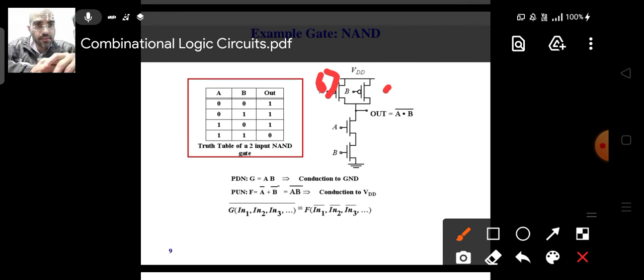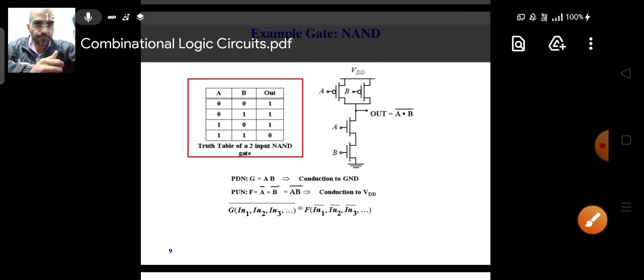But if you try to understand the logic, we know that whichever transistor gets input 0, that transistor will be on, and there will be a direct path from VDD to the output. So the output will get charged to 1. So easily you can realize that your circuit is now properly working as a NAND gate. This is how you can analyze the circuits.